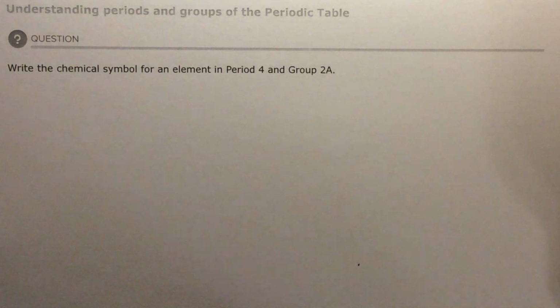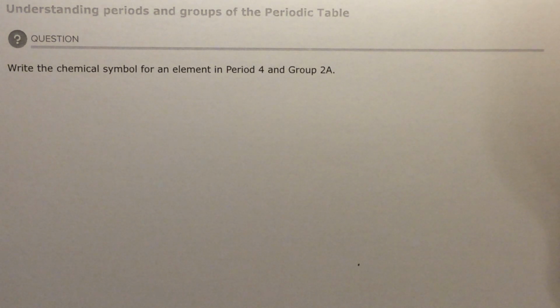So this one question is asking to write the chemical symbol for an element in period 4 and in group 2A. So whenever you see an A here for groups, they're looking at just the representative elements. So the representative elements are the first 2 columns and the last 6 columns. So the middle columns, starting with scandium to zinc, would be ignored in the A's. Those would be called B's, and you'd have 1 through 10B.